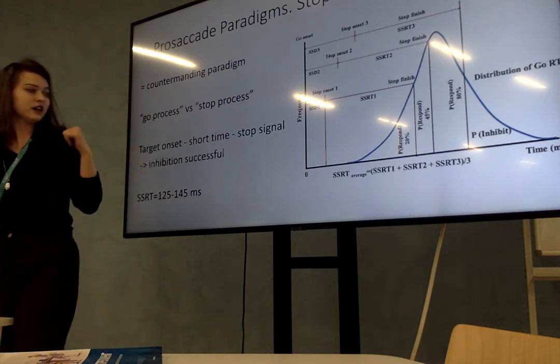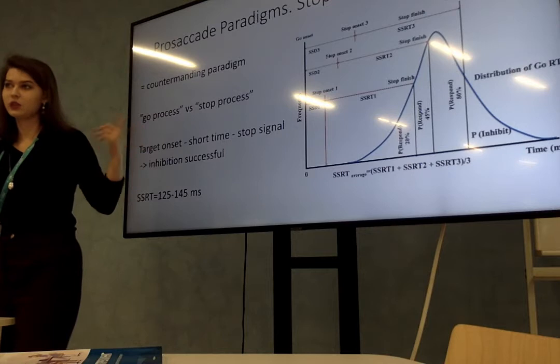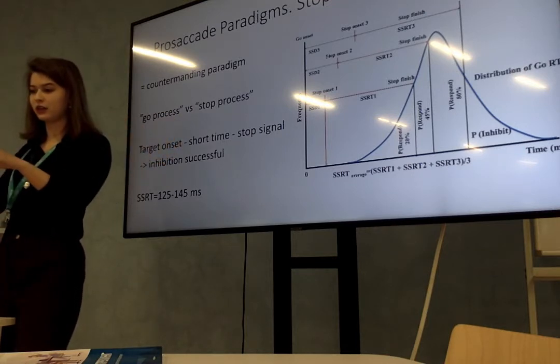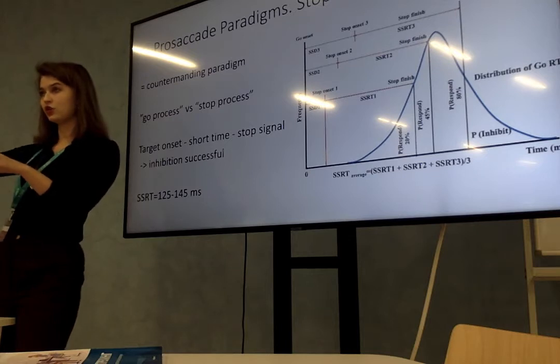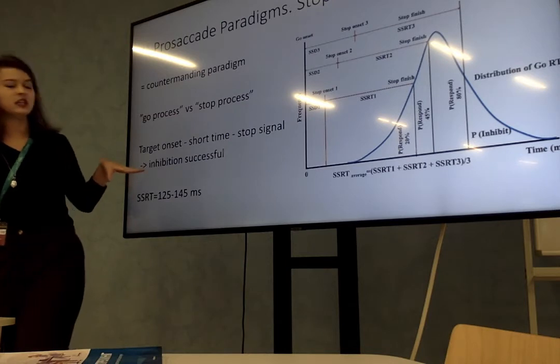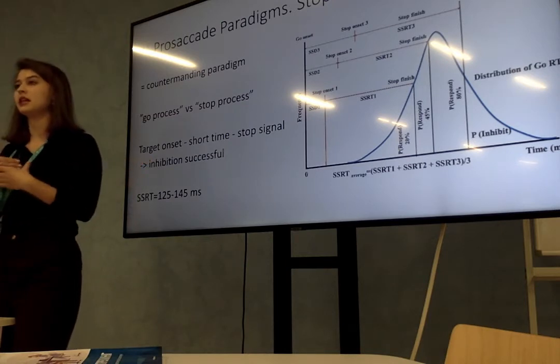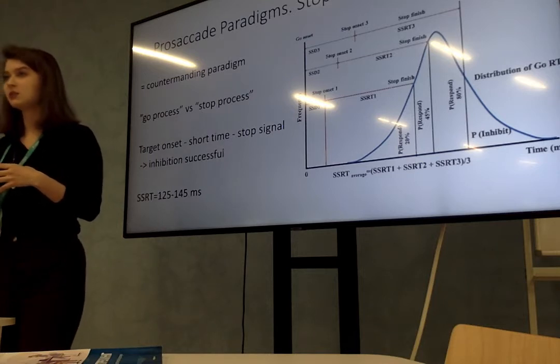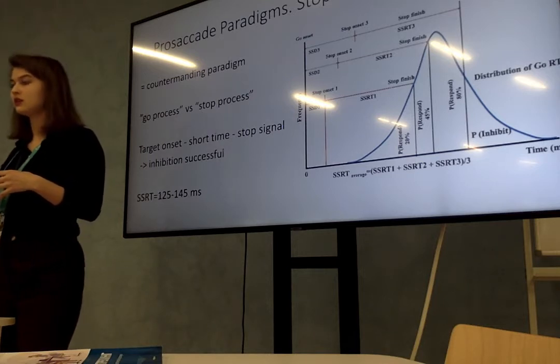And this target onset, they have short time and the stop signal. So first we're given the target, then the new target appears, then we're given the instruction not to look. What will we do? And it appears that this inhibition is successful. So if we are given the task not to look, at the same time as the new symbol arises, we don't look.